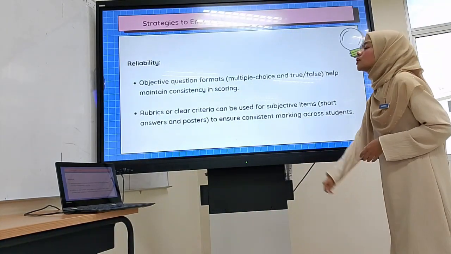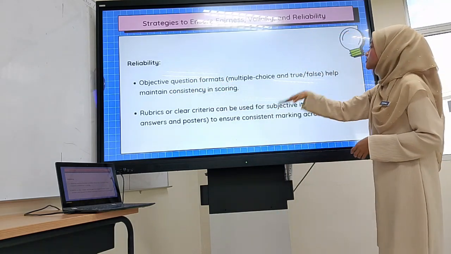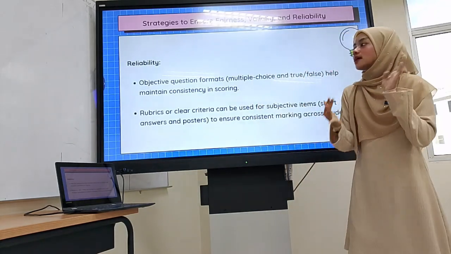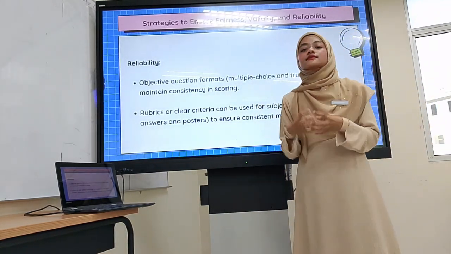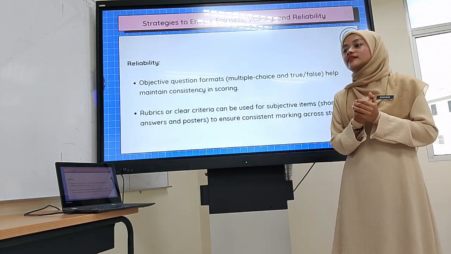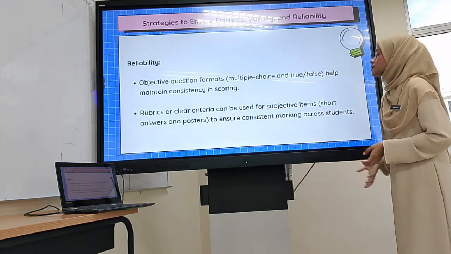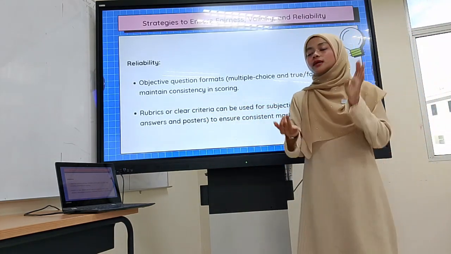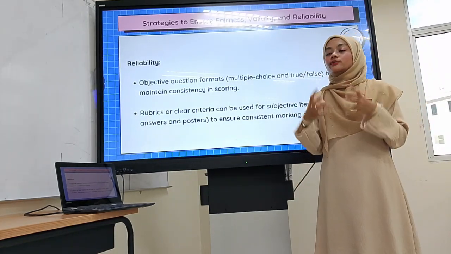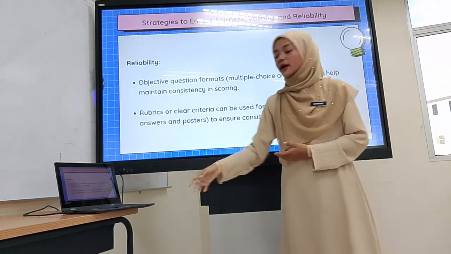Okay. So, how do we ensure reliability? First, our objective question formats, multiple choice and true or false, maintain consistency in scoring. We created MCQ and true or false because this type of question maintains consistency. There is no bias because the answers and the points are fixed. A rubric or clear criteria can be used for subjective items. We created subjective items, short answer and also poster, and we created a rubric for them to make sure that the reviewers or the teachers mark using the rubric and there is no bias.